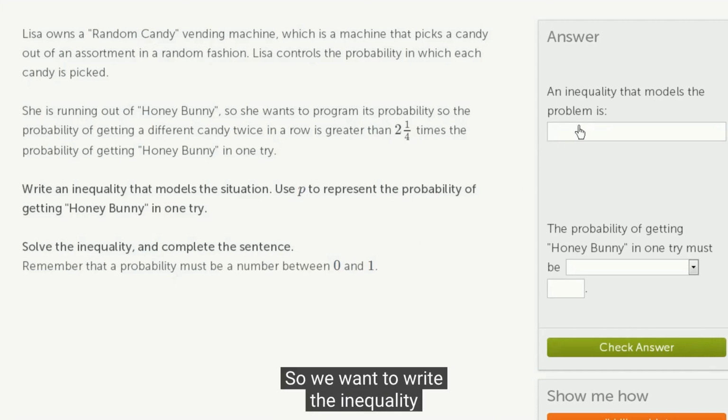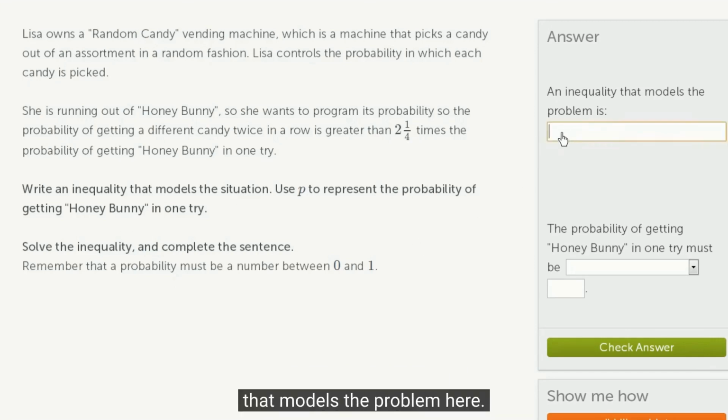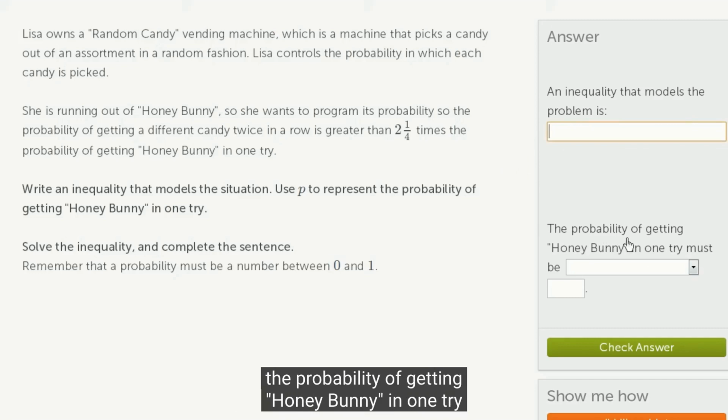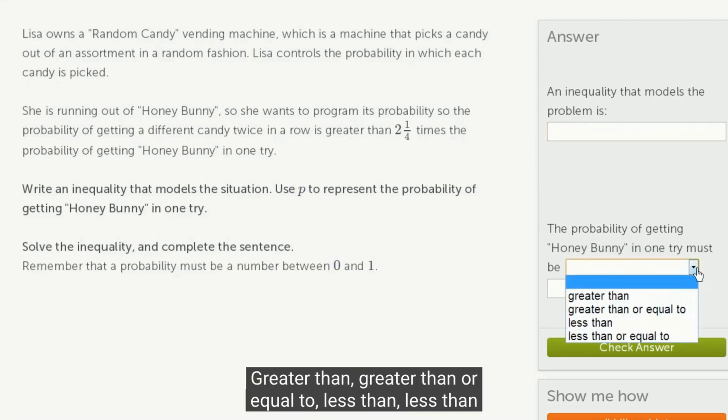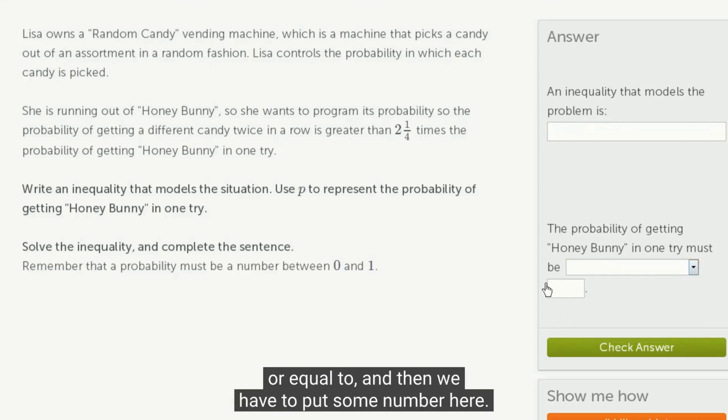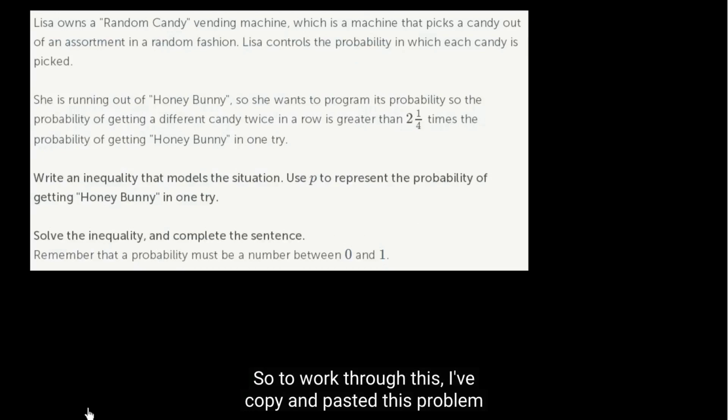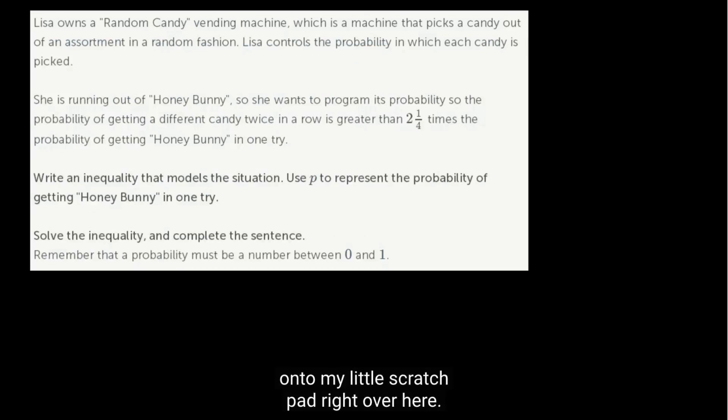So we want to write the inequality that models the problem here, and then we want to complete the sentence. The probability of getting honey bunny in one try must be, and they give us a bunch of options, greater than or equal to, less than or equal to, and then we have to put some number here. So to work through this, I've copy and pasted this problem onto my little scratch pad right over here. And so let's just think about it a little bit.